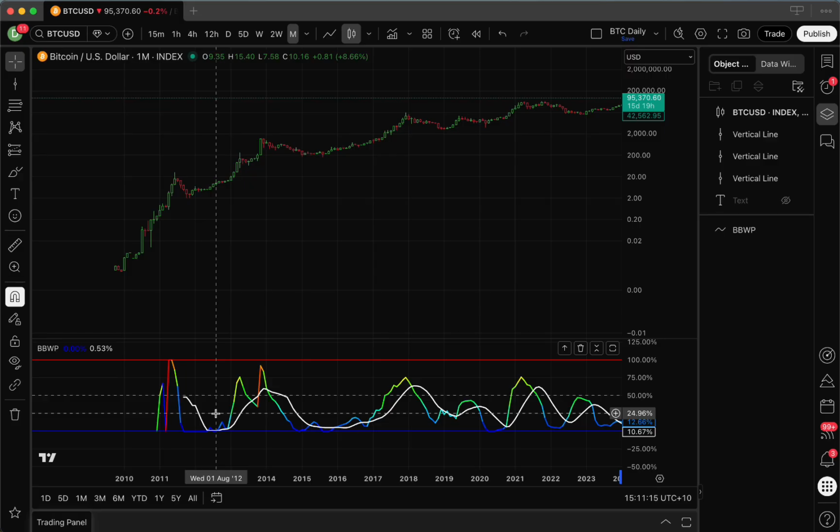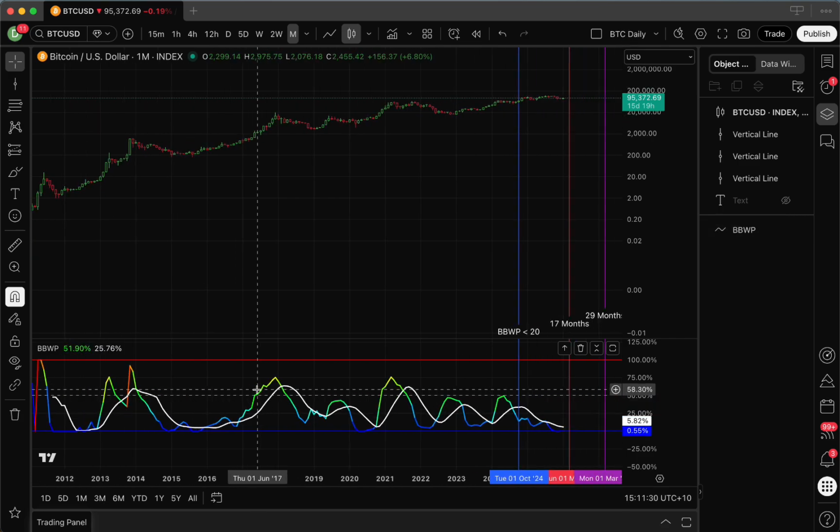And that's important because it tells us that historically when Bitcoin has compressed or stayed in a low volatility phase for more than a year, you're already in pretty rare territory. It's only happened 2 times, whereas the other 5 times that volatility has compressed, it has expanded in less than a year.